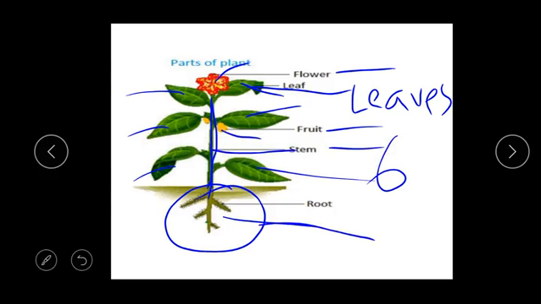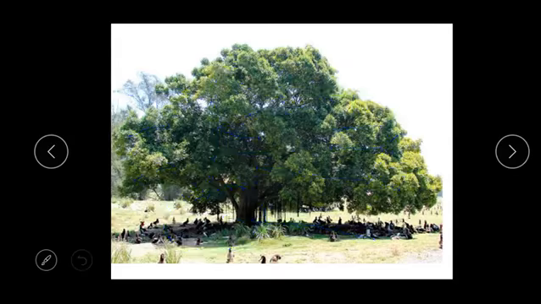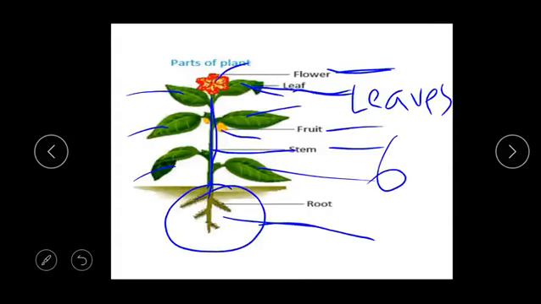We also have the flowers, which make your plant very beautiful, colorful, and attractive. We have your leaves. You can use leaves for several things. Then you have your fruits that we can eat, and they will make us healthy and beautiful. So that is it for plants and their parts.